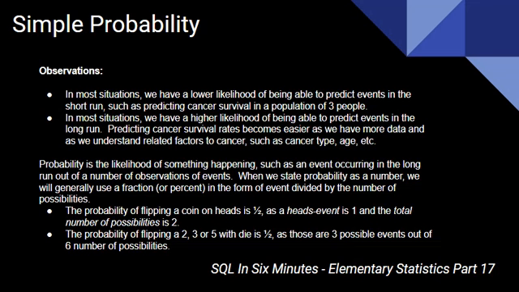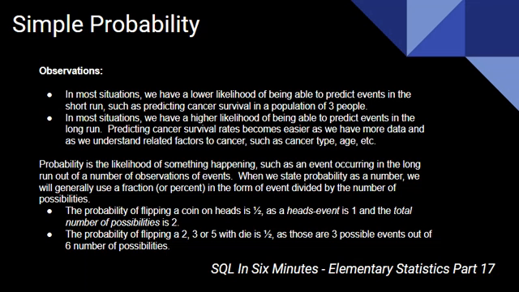So if we're trying to predict whether something is likely to occur or unlikely to occur, and we don't have a large enough sample size or a large enough number of events, you could say it's very difficult to predict that, right? 3 people just randomly polled and trying to predict whether they're going to survive cancer is going to be quite difficult to do. In most situations, we have a higher likelihood of being able to predict events in the long run. Predicting cancer survival rates becomes easier as we have more data and as we understand related factors to cancer, such as cancer type, age, etc.